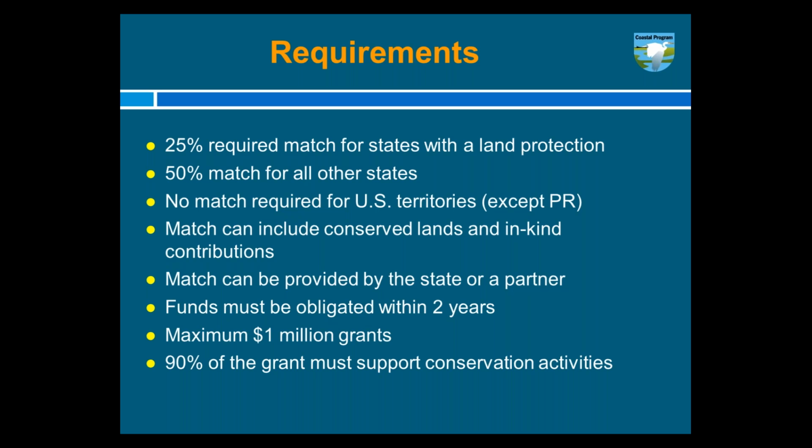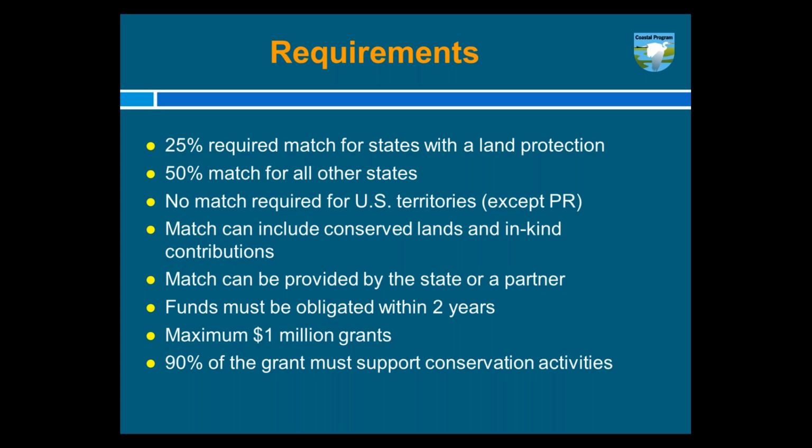Match can include conserved lands and in-kind contributions. Land as match is land that has been acquired by the state. It doesn't have to be recent, but it has to be necessary and reasonable for the project. So we're looking at land that is near the project site or adjacent to the project site, but the value of that land can satisfy the match requirement. And as I said, match can be provided by a third party. It doesn't have to be provided by the state.